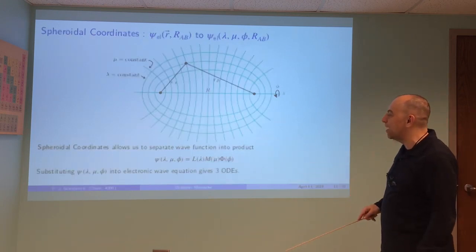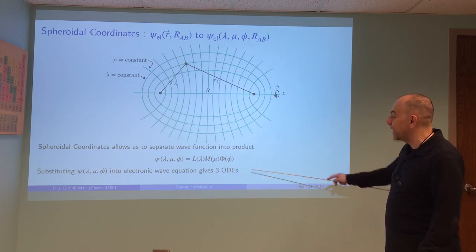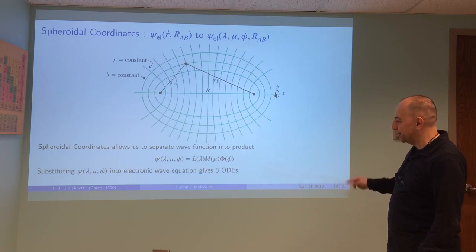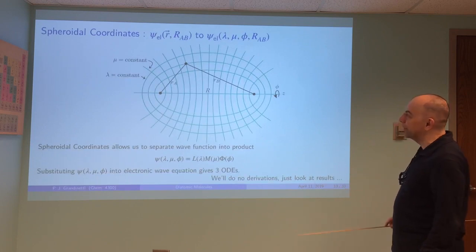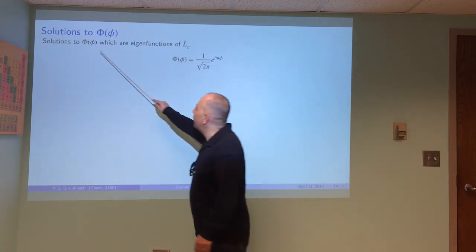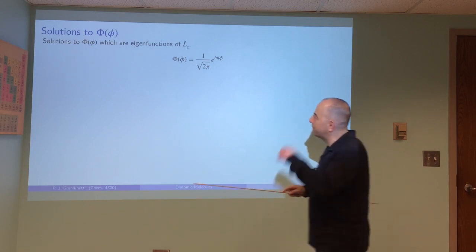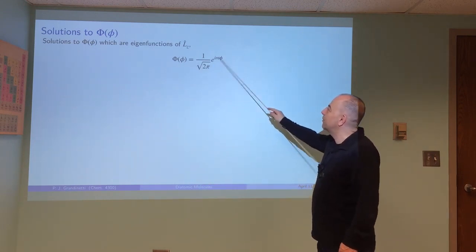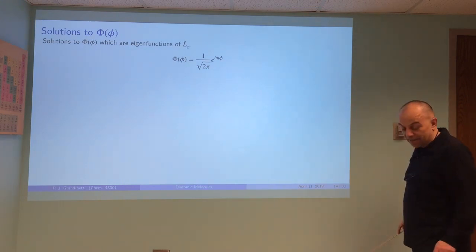You're certainly welcome to try, and you can find it in books, but we're going to get 3 ordinary differential equations, and I'm just going to talk about the solutions. I'm not even going to show you the differential equation or anything like that. So we're just going to look at the results, all right? First of all, the one I'm really interested in is the solution as a function of phi. As you might imagine, it has a very simple form. It just looks like 1 over square root of 2 pi e to the i m phi.